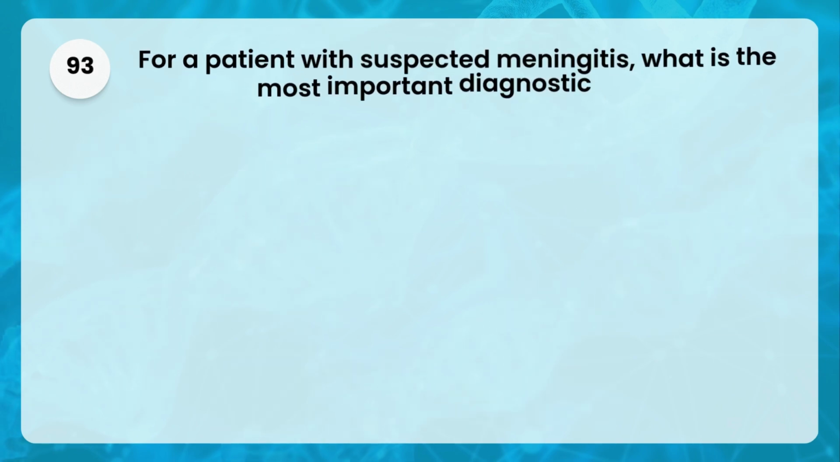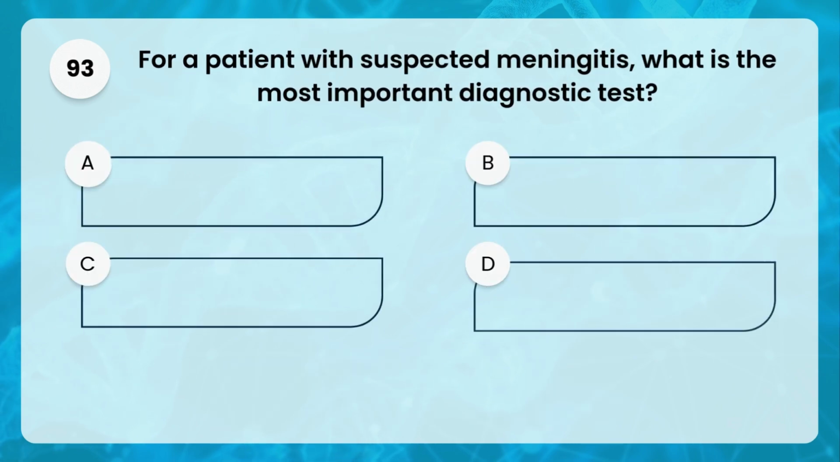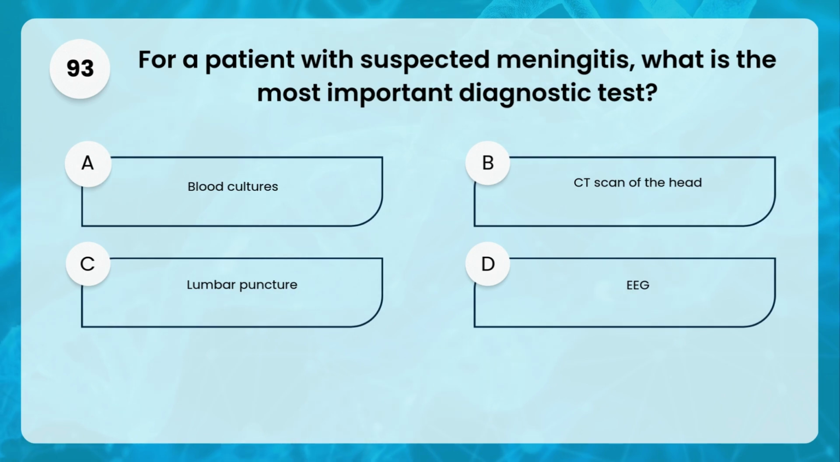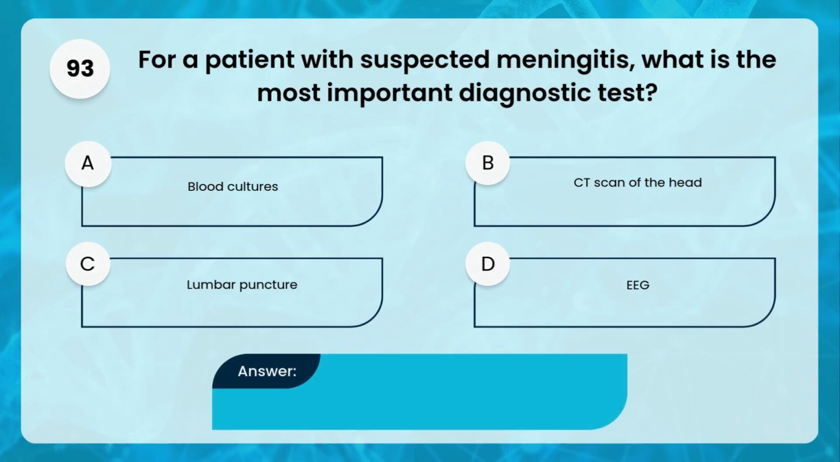93. For a patient with suspected meningitis, what is the most important diagnostic test? A. Blood cultures. B. CT scan of the head. C. Lumbar puncture. D. EEG. The answer is C. Lumbar puncture.